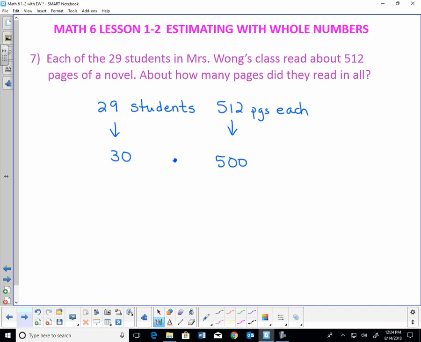So I'm going to take 30 and multiply it by 500. 3 times 5 is 15, and I have 1, 2, 3 zeros, so I have to add 3 zeros to my problem. It's an easy way to multiply by tens, hundreds, and thousands. Multiply the whole numbers, count up how many zeros you have, add those zeros to the end. So they read about 15,000 pages. So how many pages did they read in all? They read about 15,000 pages.